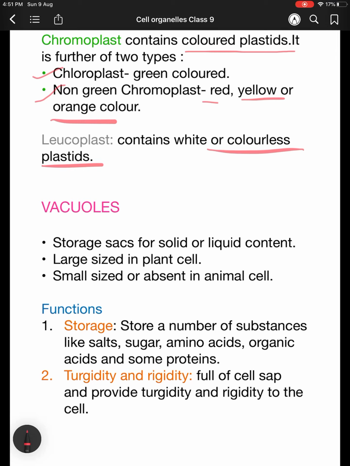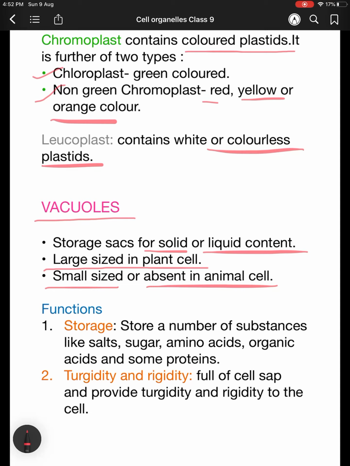Now, our next organelle is vacuoles. So, the question is, what are vacuoles? They are storage sacs for solid or liquid content. Vacuoles are small sized or may be absent in case of the animal cell, while plant cells have large sized vacuoles. Now, we will discuss about the functions of vacuoles.